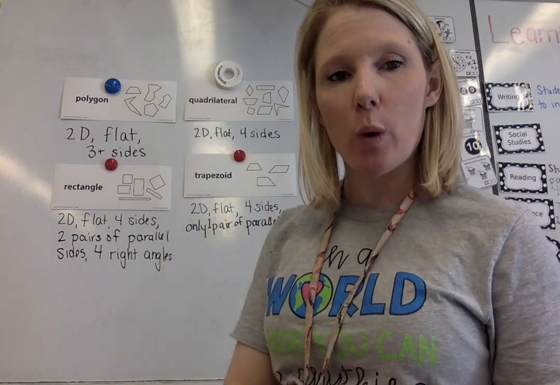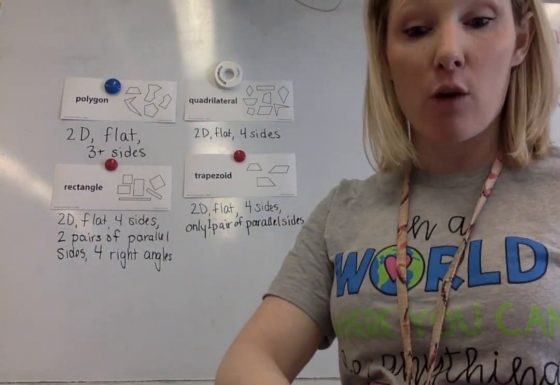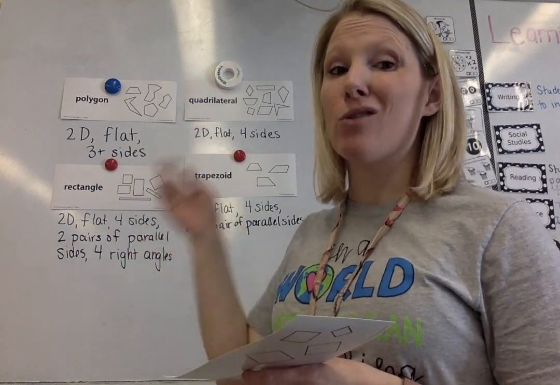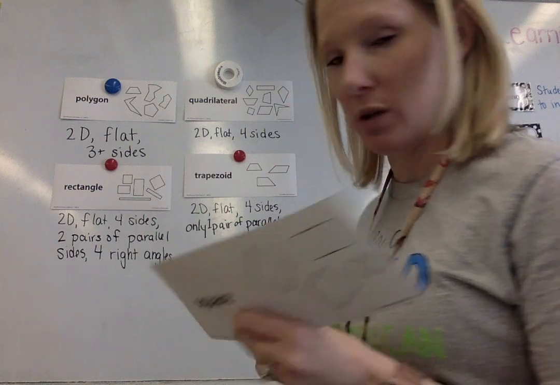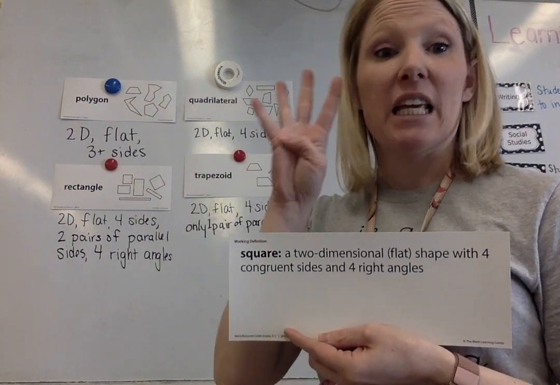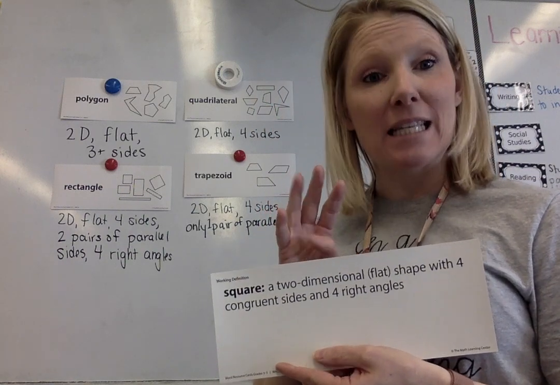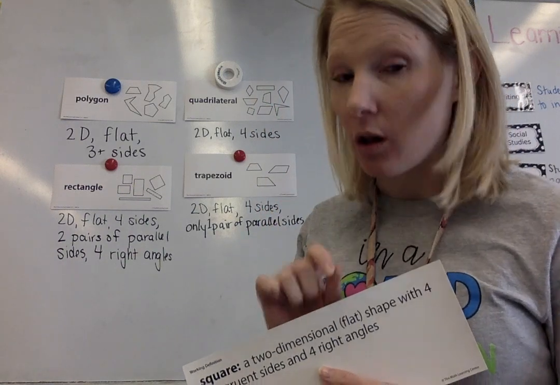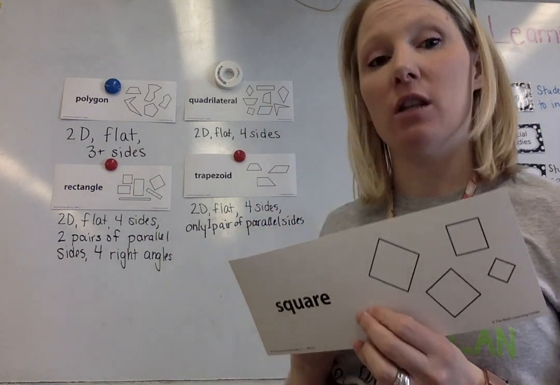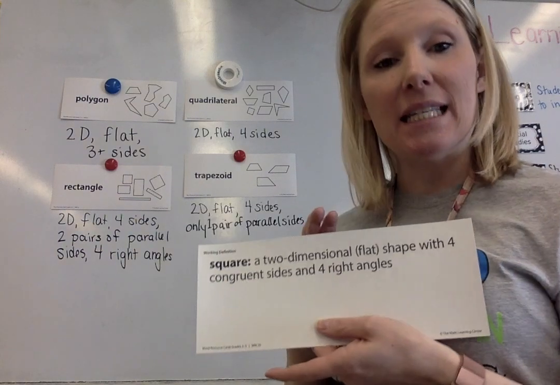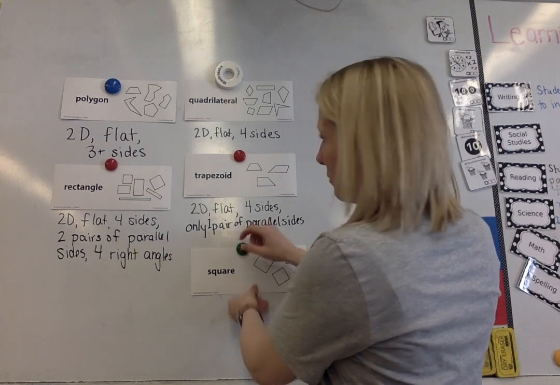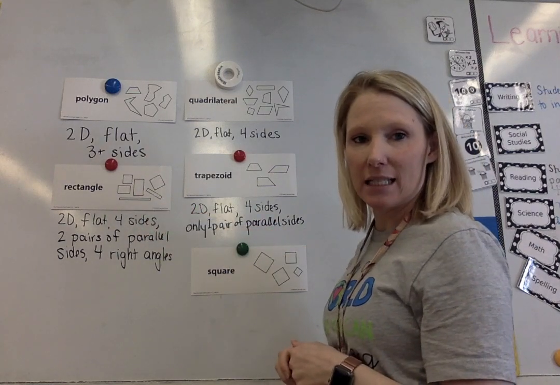Square. Now, Mr. Square can sometimes be a rectangle. Okay, he fits into the category, but a rectangle can't be a square for one reason only. Okay, so a square, he's 2D, he's flat, he has 4 sides, but his sides are equal. Every single one of those sides in a square has to be the same. That's what makes him different than the rectangle. Okay, and he has 4 right angles. Okay, so some very similar characteristics to Mr. Rectangle, but not the exact same.